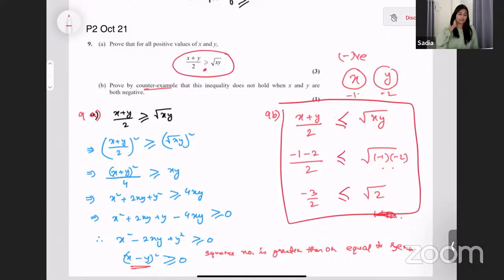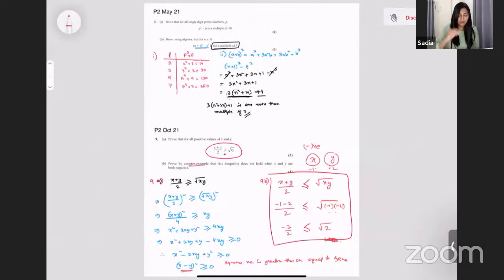P2 October 19. Next, so this is P2 May 21, P2 October 21.